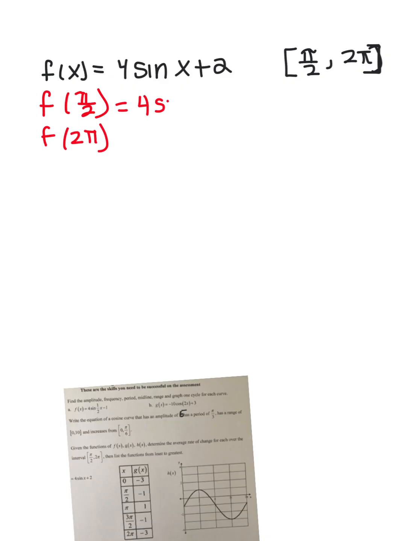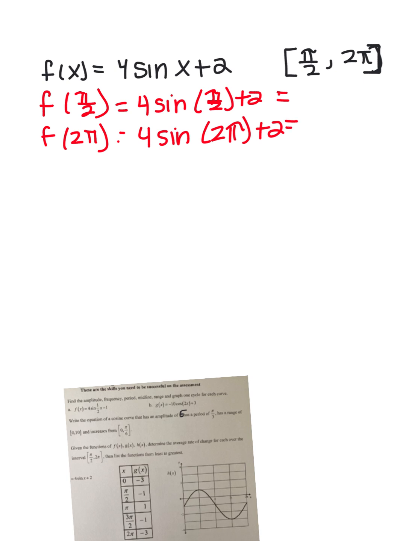So you're going to do 4 sine pi over 2 plus 2, and 4 sine 2 pi plus 2. Always make sure you calculate it in radians. Now, if these were just numbers, you could plug it in and look at the table of values. But your table of values doesn't go from pi over 2 to 2 pi. So go into the calculator, make sure you're in radian measure. Type in 4 sine, then pi over 2, and then plus 2.